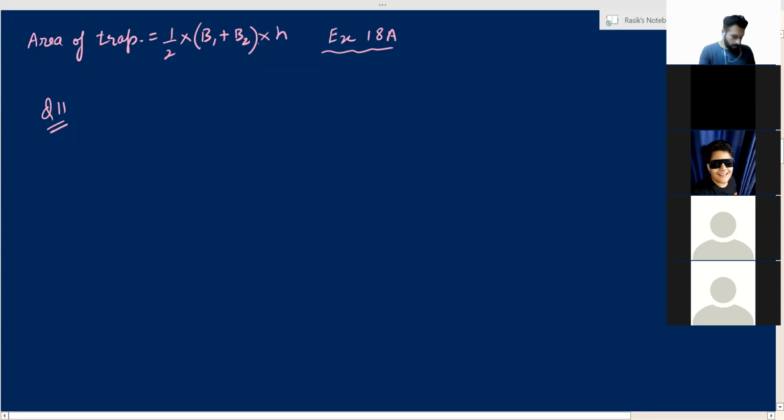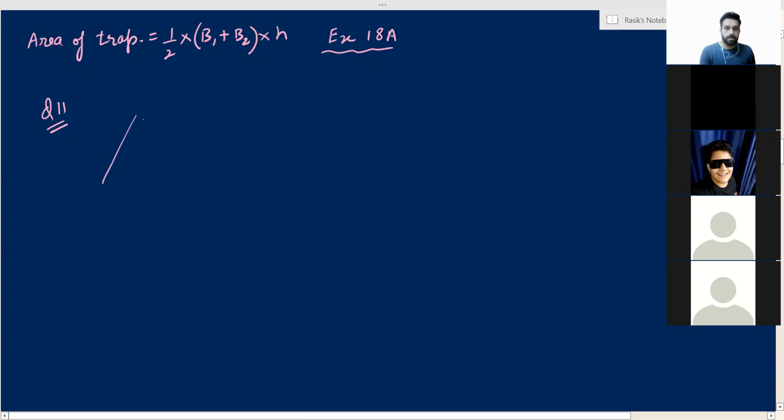We have already done till question number 10. Question 11, we have to start. Question 11 says, the parallel sides of a trapezium are 20 centimeter and 10 centimeter. Its non-parallel sides are both equal, each being 13 centimeter. Find the area of the trapezium.